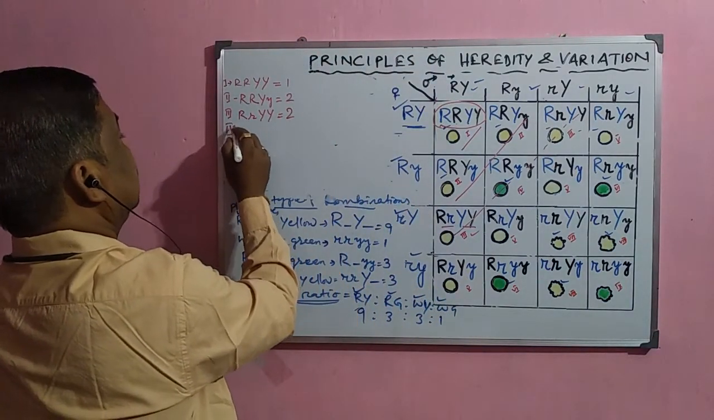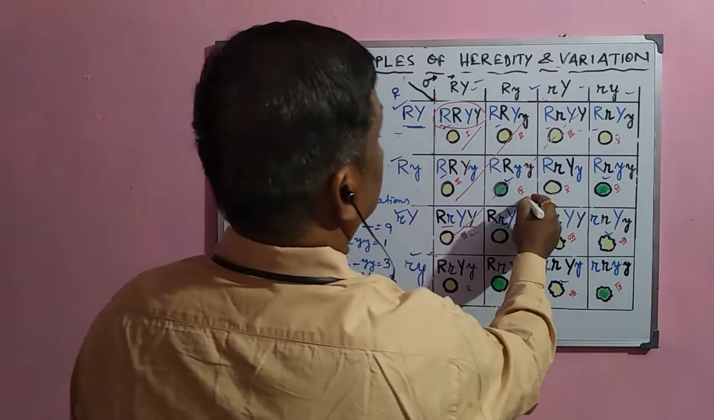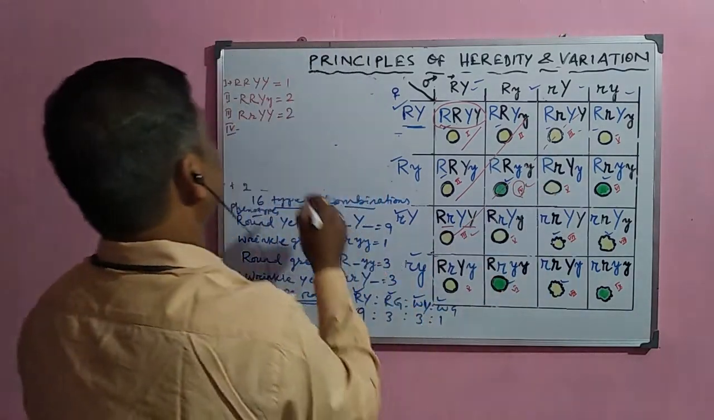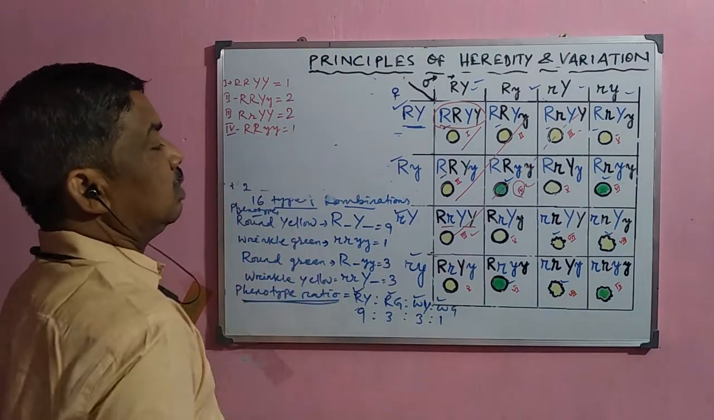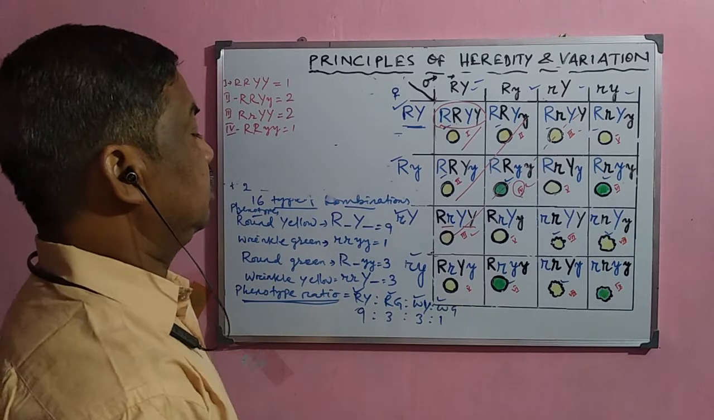Now next genotype. Look at here. This is the fourth one. This is your capital R, small y. Only one he observed here.